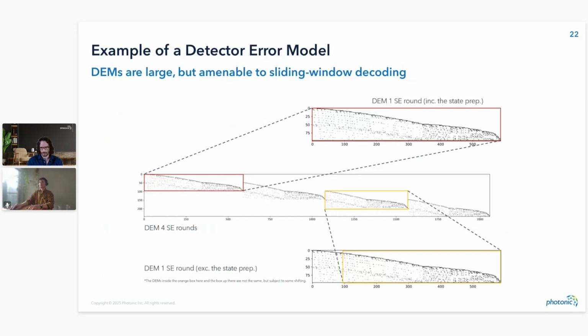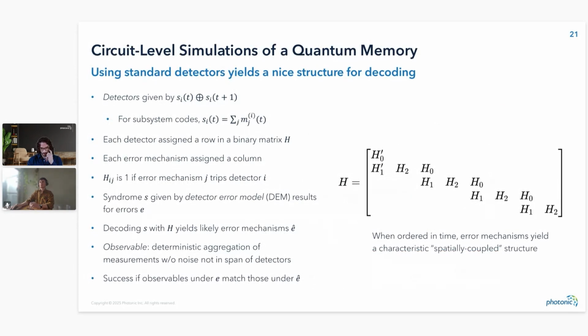And so for a detector, you can kind of think of it as trying to not only locate an error in space, i.e. which qubits have errors, but also locating in time. So at what point in my circuit did I have an error?